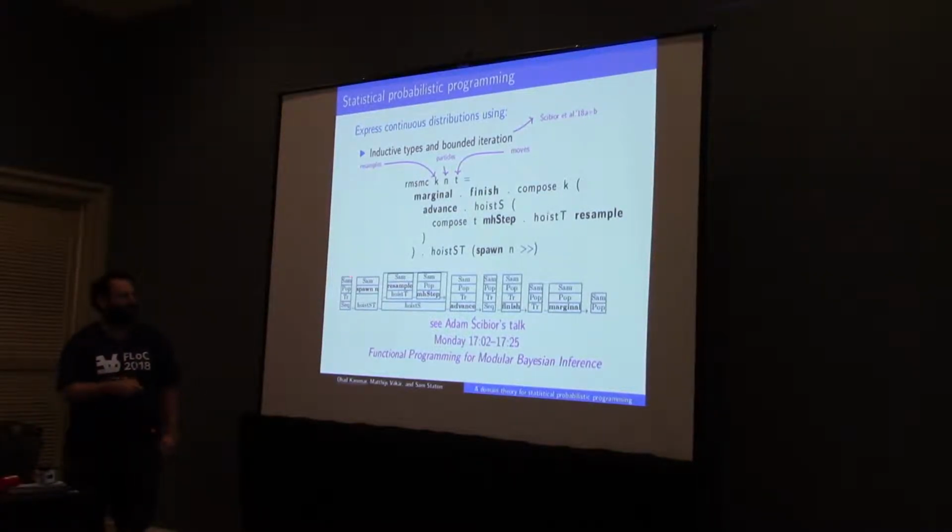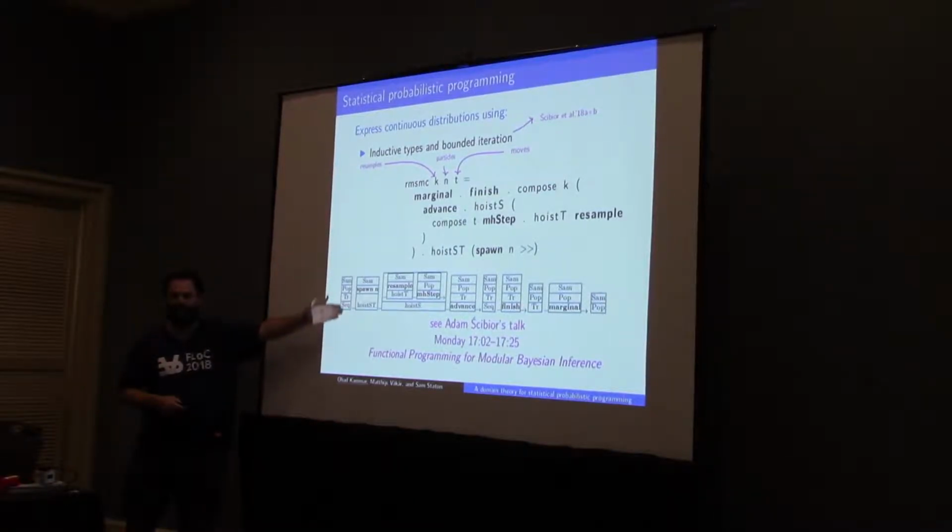Okay, so if you draw the monad stack, it makes a lot of sense. You have some spawn, so you have a stack of representations. It's a sequential transformer applied to a trace transformer, applied to a population transformer, applied to a sampling representation. So this is a monad transformer stack with a monad at the top.